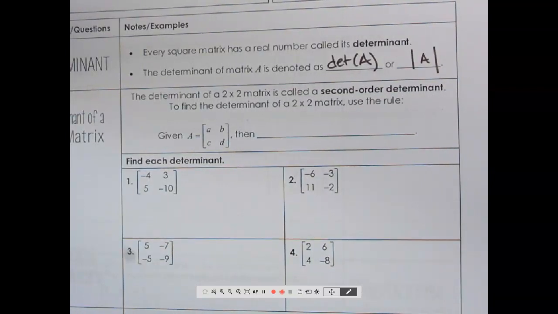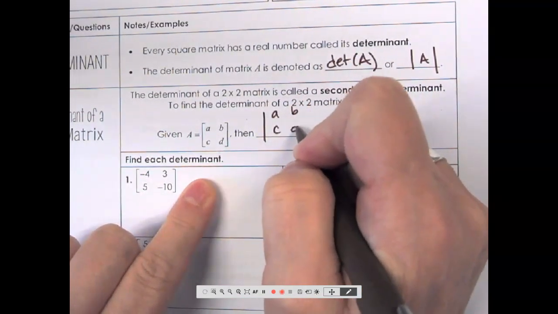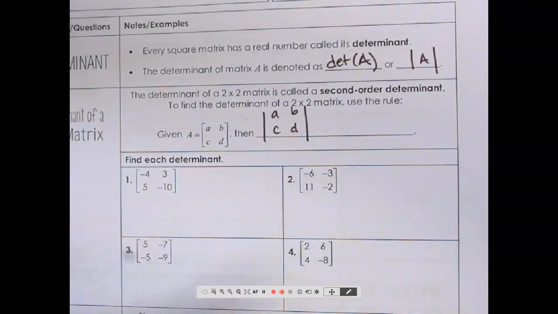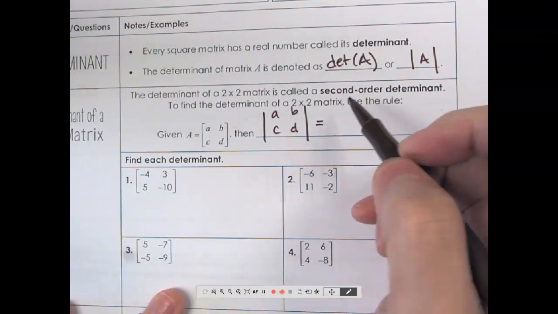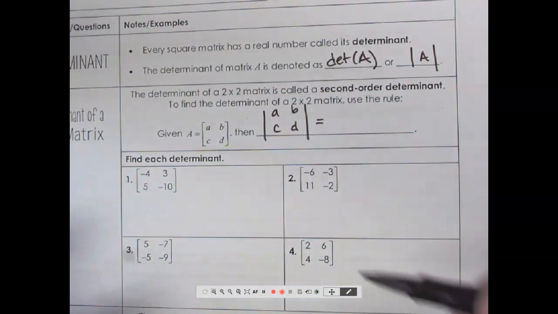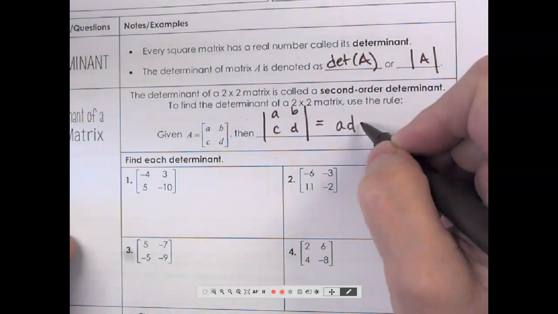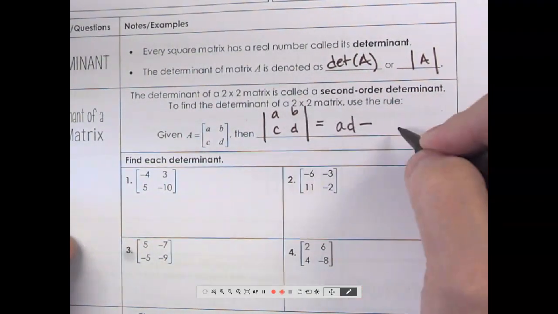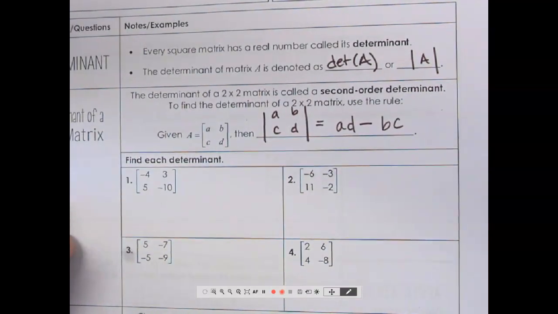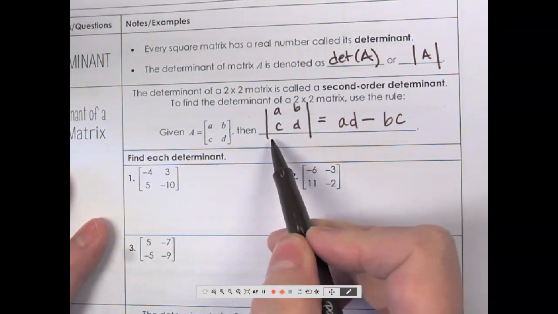To find the determinant of a 2 by 2 matrix, use the rule. This is how we would write the determinant: I would just put those vertical bars around it instead of the square brackets. And then this is how I calculate it. When we read on a page, we start upper left, correct? So we're going to start upper left and multiply A times the number across from it, and then subtract the other cross product. You start upper left, multiply, subtract, multiply.